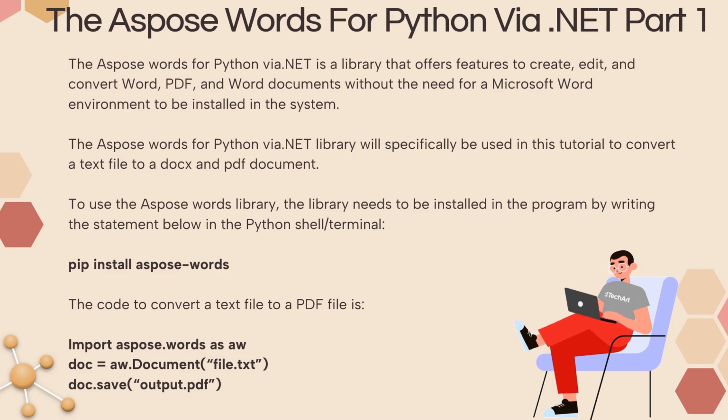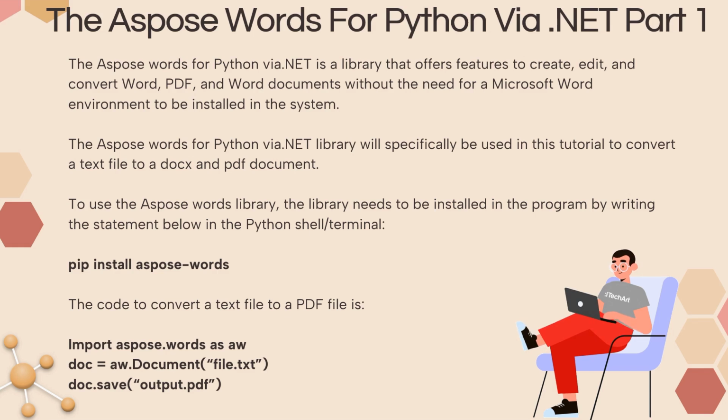So the Aspose.words for Python via .NET library will specifically be used in this tutorial to convert a text file to a docs and a PDF document. So that's specifically why we need it in this tutorial, so you can learn how to convert or download a text file in a PDF but also in a docs format.